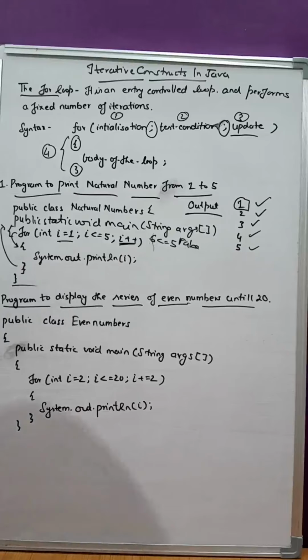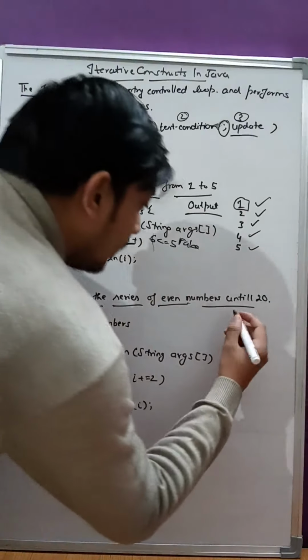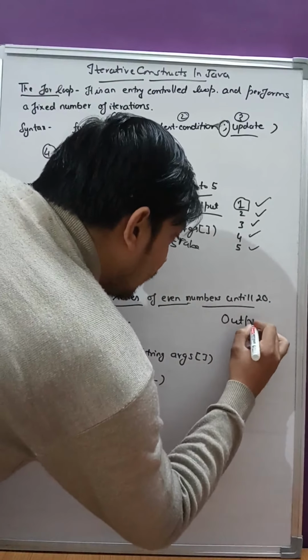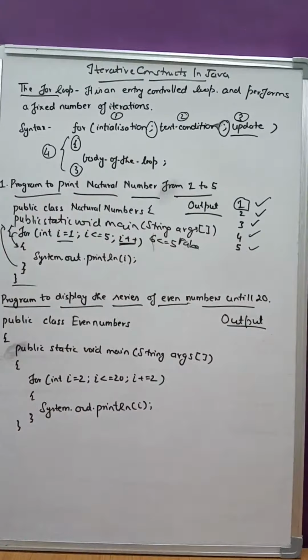Now quickly take up the example of executing the for loop in the other program also, where we have to print the even numbers. We have to print until 20 over here, and the even numbers start from 2. Now we will be executing it, and we will simultaneously be updating the output that will be produced with this code.